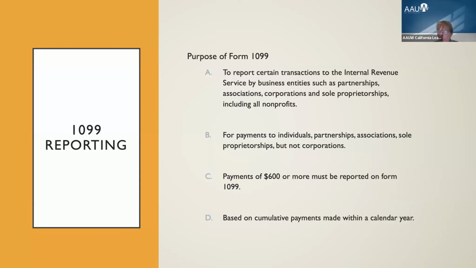And what is it for? It's for payments to individuals, partnerships, associations, sole proprietorships, but not corporations. So they have other controls on reported income for corporations. So if you pay a corporation for rent, you do not have to report that rent on a 1099. Let's say it was $605, but it was to a corporation. There would be no reporting requirement.